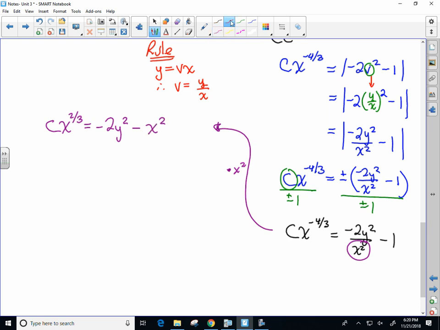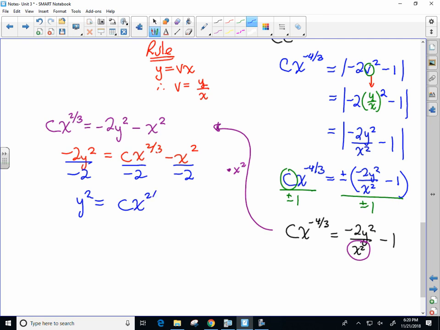Add x squared to both sides. Negative 2y squared equals cx to the 2/3 minus x squared. Divide by the negative 2. Divide each part by the negative 2. We're looking at y squared equals cx to the 2/3 plus 1/2 x squared.